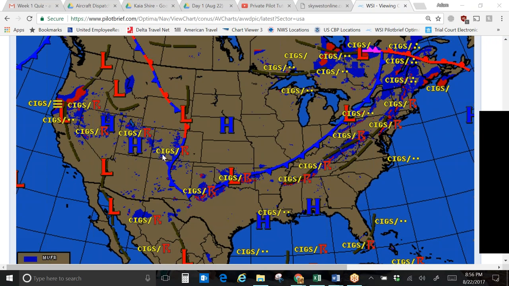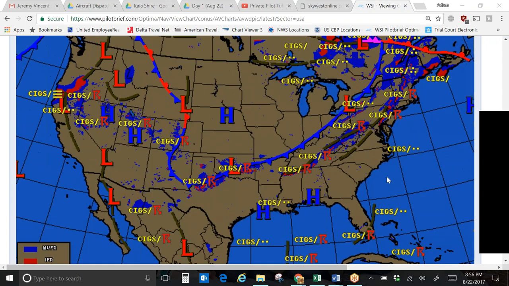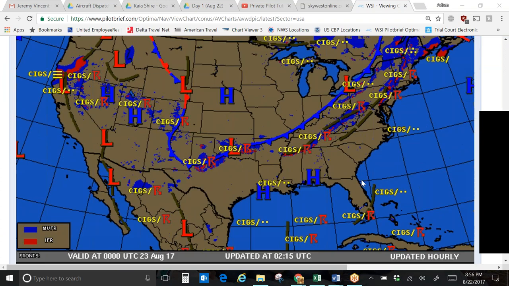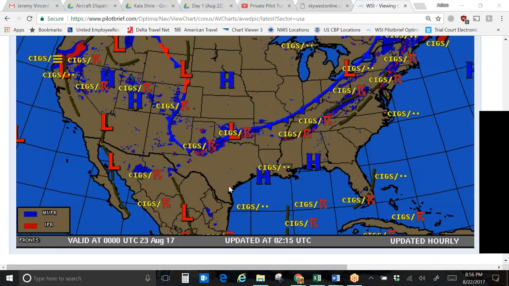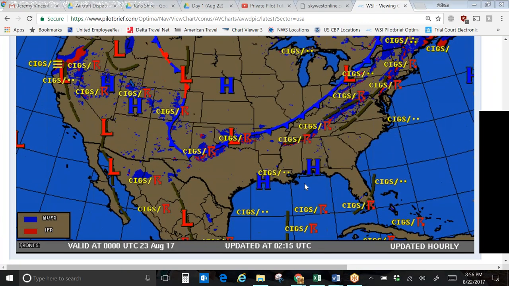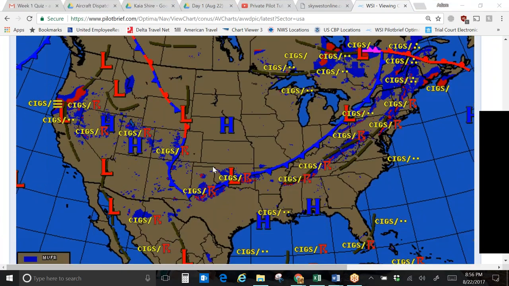This CIGS just stands for ceilings. It just means that this area has ceilings, the type of marginal VFR or IFR weather that's occurring in that area. The other lines and the dots are basically precipitation. If we want to know specifically where it happened, there's a little chart that has all of those on it, but it's not necessarily something you need to know or memorize. Anybody that wants to see it, I can show it to you later. But that's what all of these things are basically telling us.